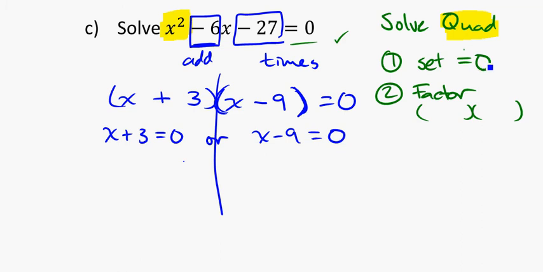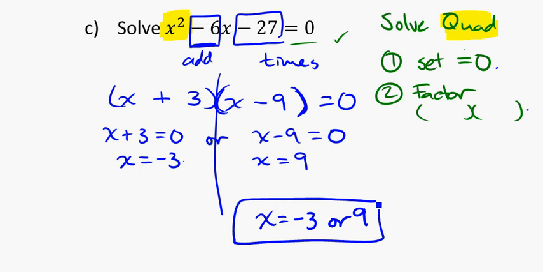But the key thing is make sure it's set equal to 0, put it into brackets, and then split the brackets in half and set them both equal to 0. So in this case, if it's plus 3 on one side of the equation, I need to minus it to the other side. And over here I have minus 9, so I need to add that to the other side. So my final answer here, x is equal to negative 3 or 9. You need to write out both solutions because there are two answers for this problem.